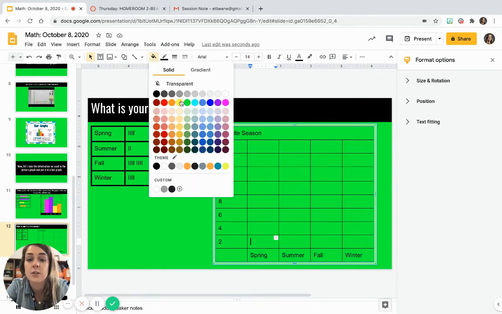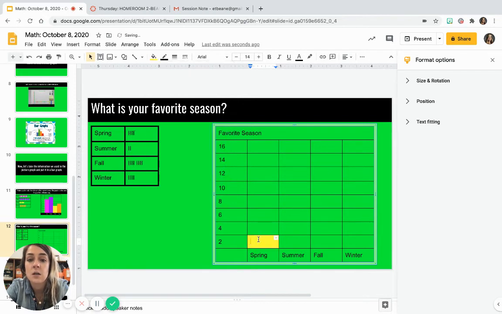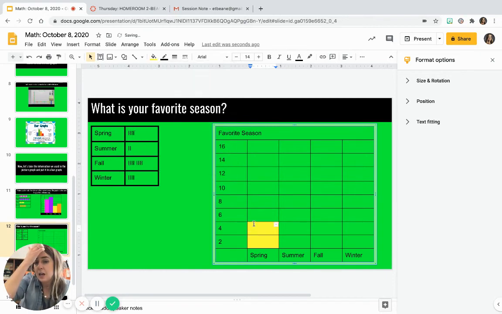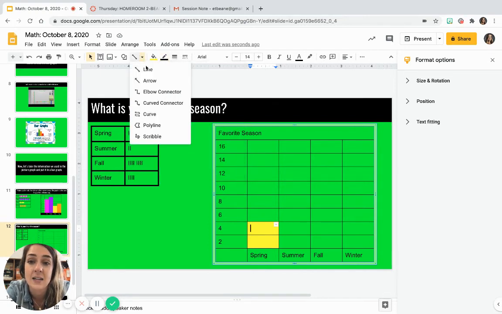Spring makes me think of flowers, so I'm going to make it yellow. And then I'm going to make my box 4 yellow. But I can't make this next box all yellow because then it would say that I have 6 people who chose spring as their favorite season. And that's not true. Only 5 people did. So I'm going to draw a line.